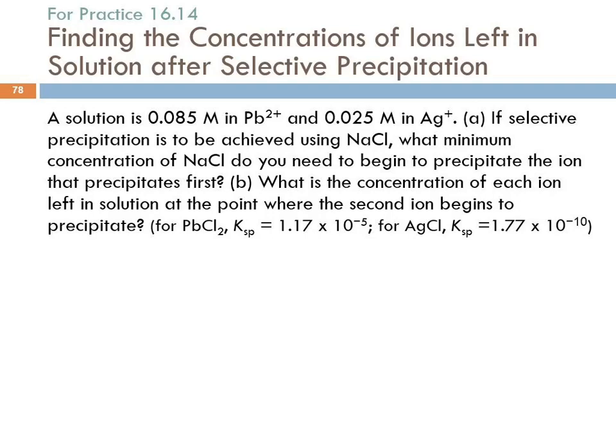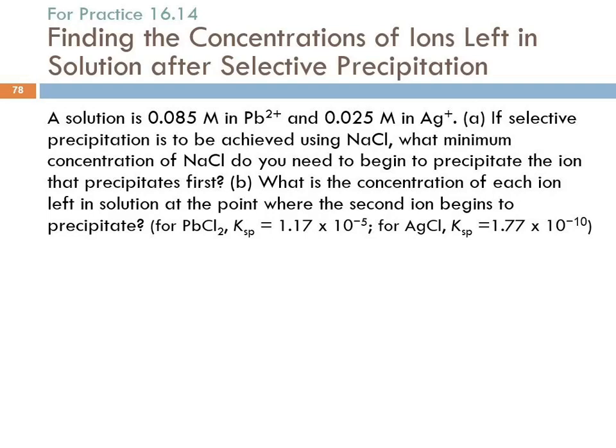And again, I wrote the KSPs for both of them down here so we could look at that. Which ion's going to precipitate first? The one with the smallest KSP. Okay, so it's going to be the silver. So silver is going to precipitate first. And how do we figure out the concentration of sodium chloride needed to precipitate that? We find the point at which Q equals KSP.